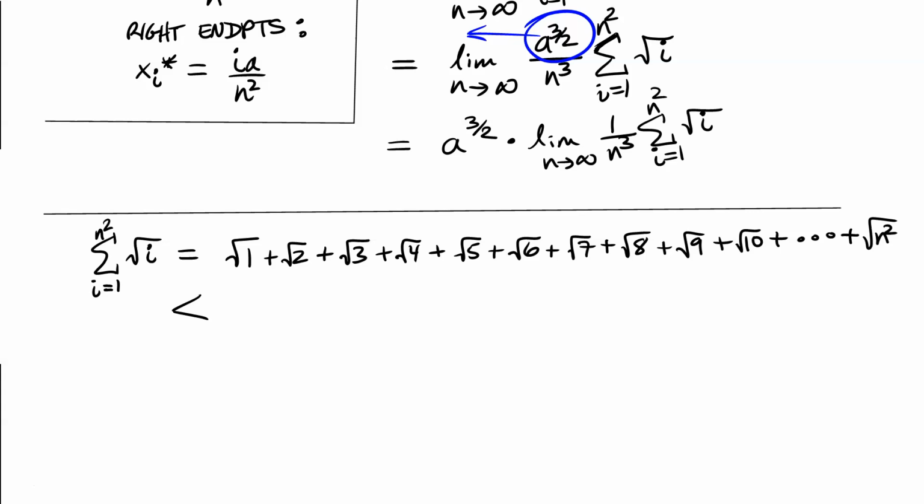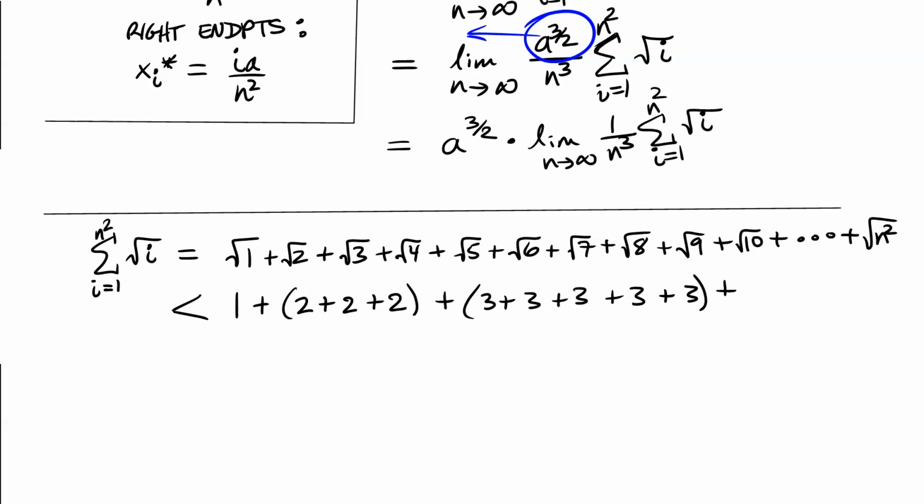So square root 1, that's just 1. But now square root 2, I'm going to round that up to 2. In fact, all three of them, square root 2, square root 3, square root 4, round up to 2. So 2 plus 2 plus 2. All of square root 5, square root 6, square root 7, square root 8, square root 9, so everything between 2 and 3, those all round up to 3. So that's 5 terms: 3 plus 3 plus 3 plus 3 plus 3. You can see I'm writing them directly below the one I'm comparing it to. And so on.